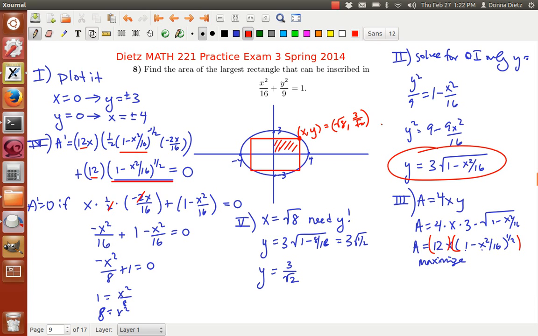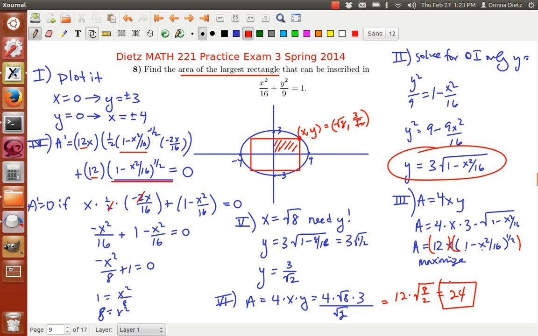Alright, now it says find the largest area of the largest rectangle. So we haven't actually finished. So we have to finally finish up. Area is equal to 4xy, 4xy. And you may say, well, I can't clean this up, but I can. You know why? Because this is equal to 12 times square root of 8 over 2. Because those two square roots can be combined. Then you get square root of 4, and that's 2. So the answer is 24. Okay, that is area max.